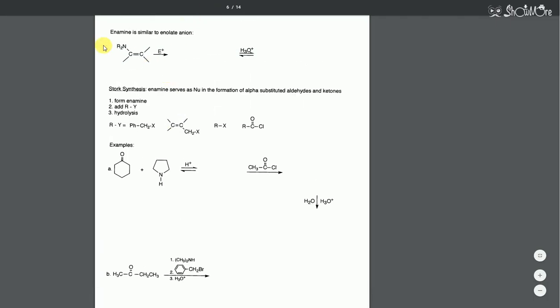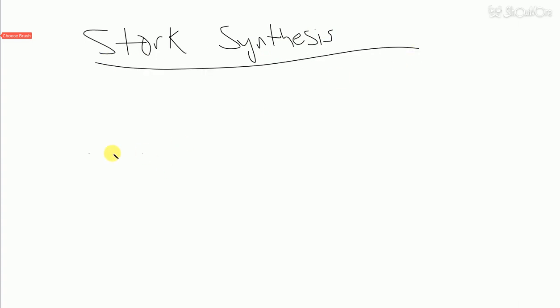Okay, so there are other ways to alkylate, and one of these ways is something that you're actually quite familiar with. One other way is using the Stork synthesis. So what Stork synthesis is, something that you know, right?